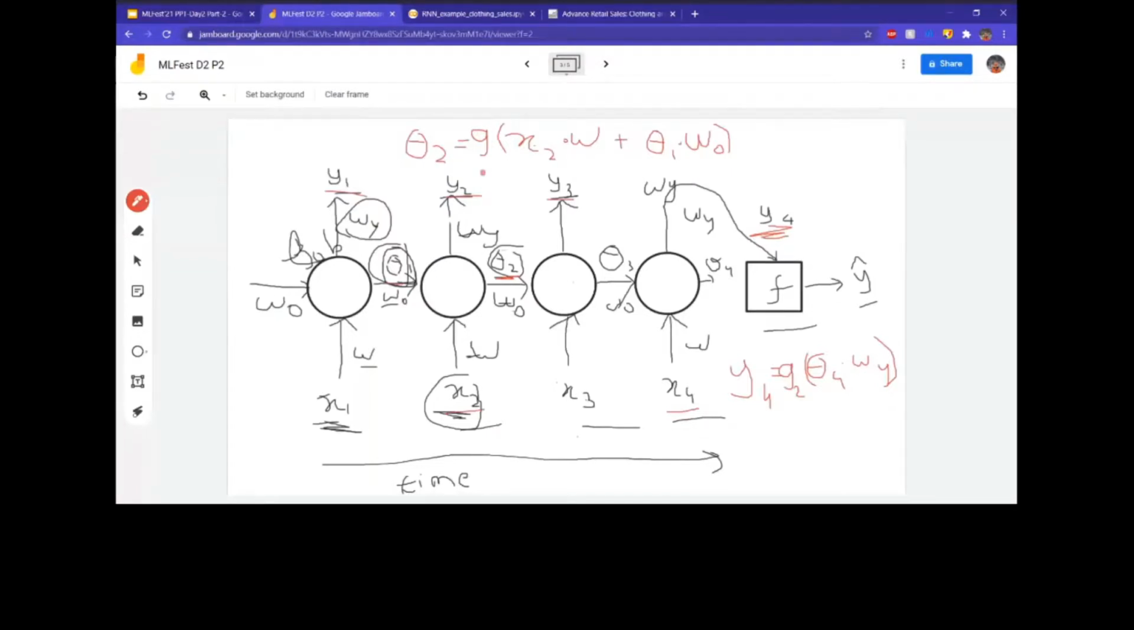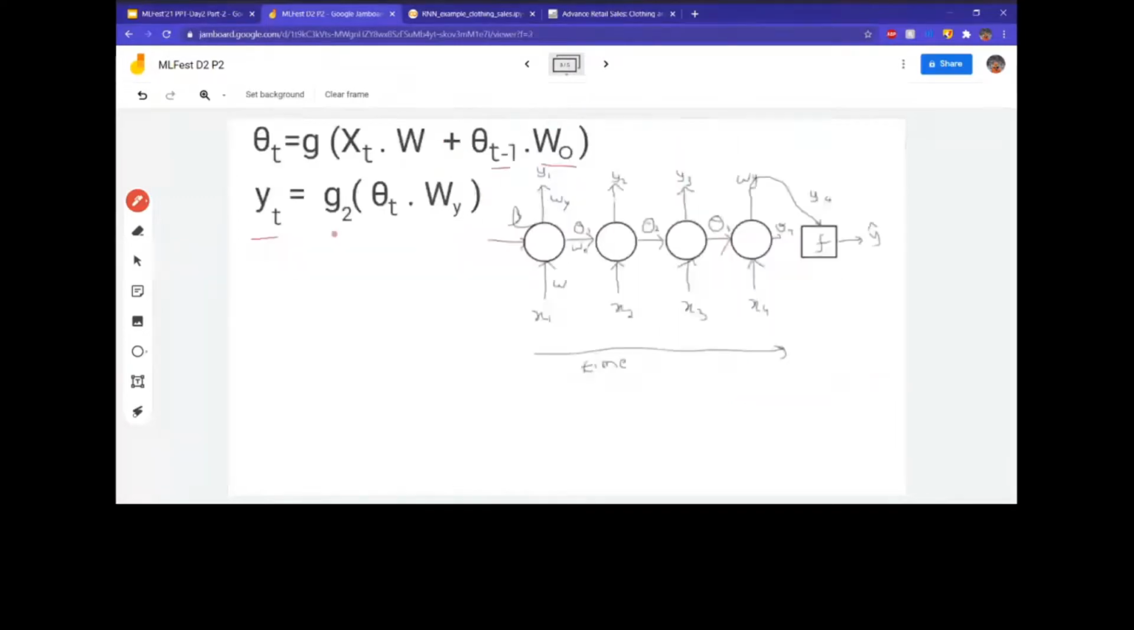So theta t, the hidden state output at this point, will be an activation function of xt, the input at this time, times the weight, plus the previous output, theta t minus 1, times this weight. Similarly, the generalized equation for yt would be an activation function applied to theta t, the hidden state output of this stage, times the weight wy. That is how forward propagation takes place, and these are the equations related to it.